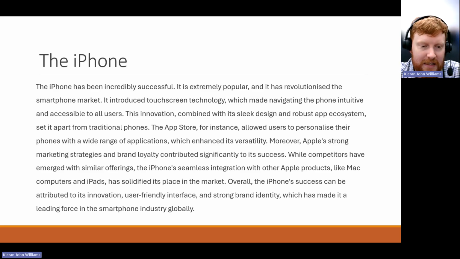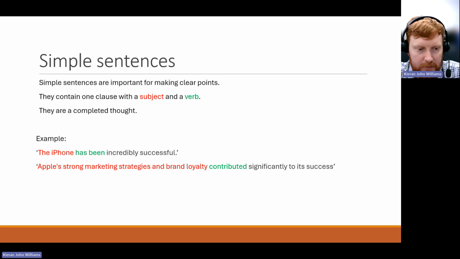So we're going to have a look at simple sentences to begin with. Simple sentences are useful and are important for making your points extremely clear. Simple sentences can only contain one clause and they must have both a subject and a verb. And they are one single completed thought. Okay, so let's have a look at some examples.